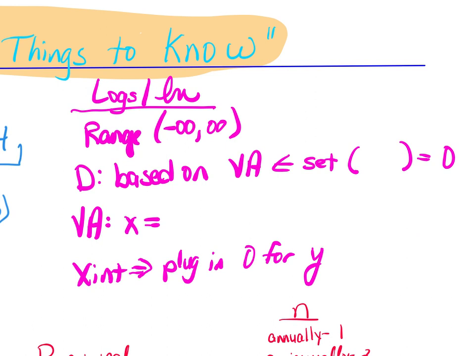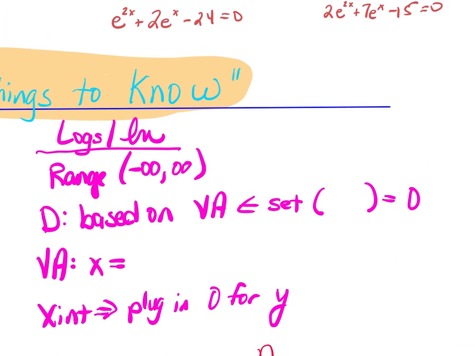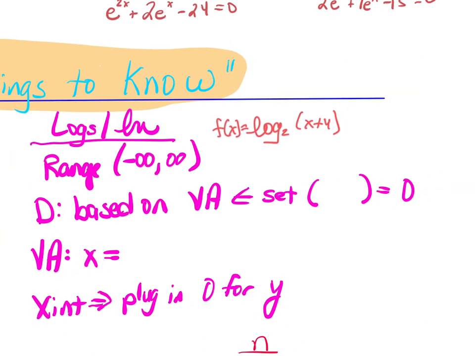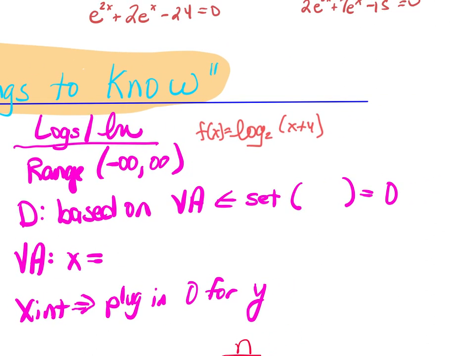So if I come over here to a logarithmic function, okay, guys, logs and ln, it'll be written like this, like f of x equals log base 2 of x plus 4, right? So in this case, for logs and natural logs, your range is always negative infinity to positive infinity. Your domain and your vertical asymptote are based upon each other.